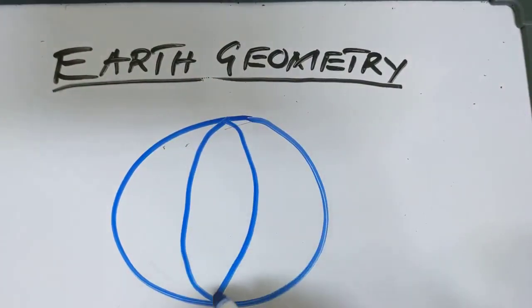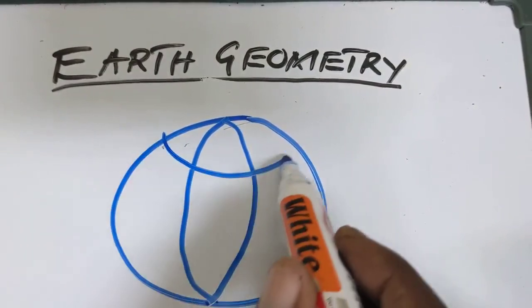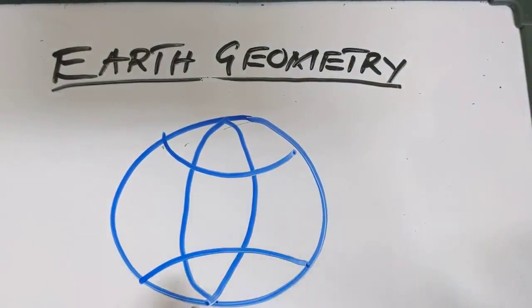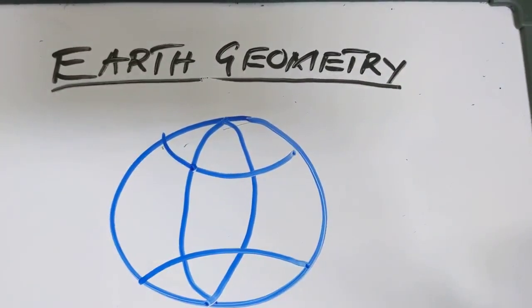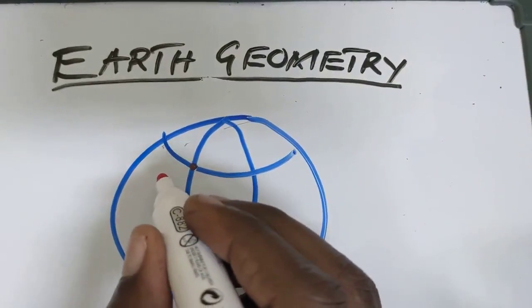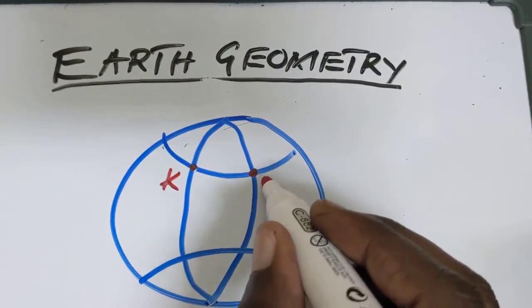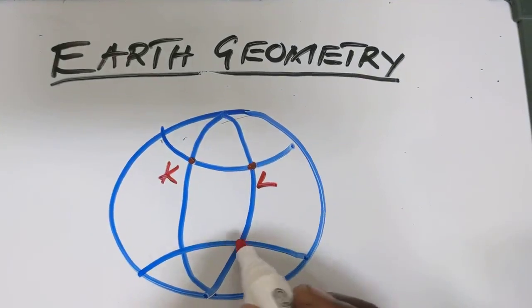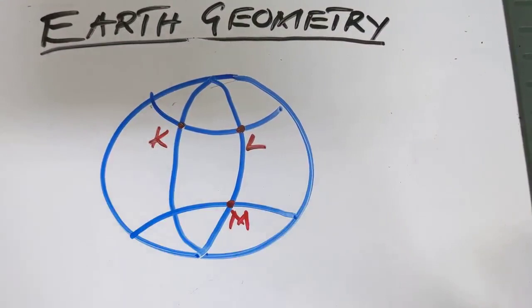It was like this. It had these longitudes, then it has these latitudes like that. So this point right there was K. Then this point was L. This point was M, like that. I'm just copying the question. That point was M.